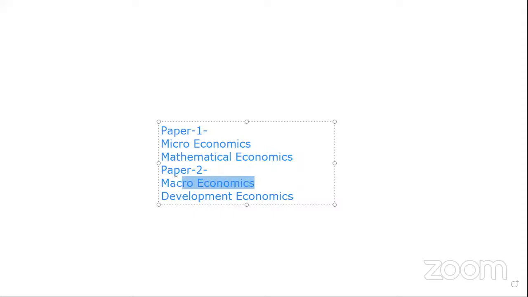Same goes with paper 2. For macroeconomics, we have 3 questions of 16 marks each. From development, we have, sorry, 2 questions, 16 marks each. 5 in total for paper 2 as well. Makes a total of 80 marks for the subjective type paper and 20 marks for the objective type paper of paper 2.